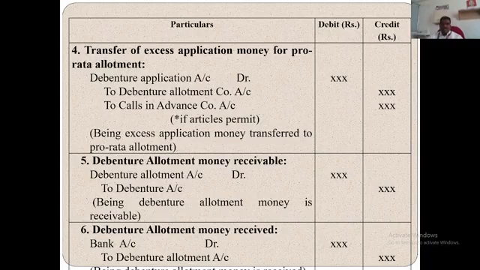Next, debenture allotment money due at par value: debenture allotment account debit to debenture account. Next, debenture allotment money received: bank or cash account debit to debenture allotment account.